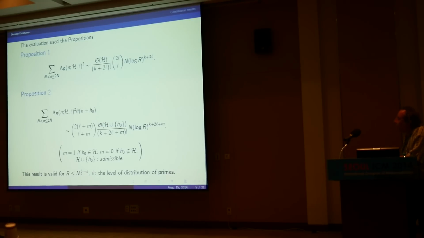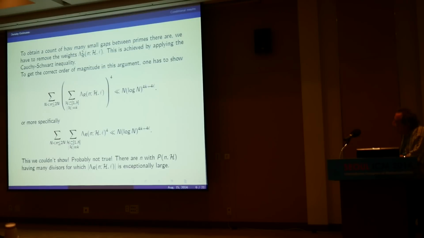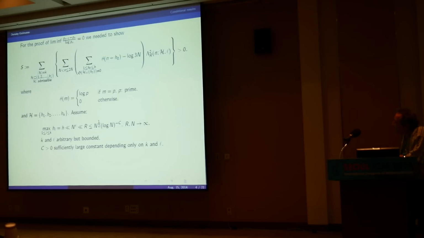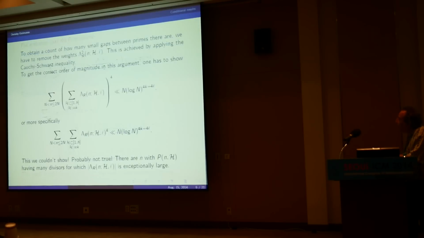So we use that, but to get a count of gaps between primes, we have to remove this weight lambda r squared. How do you remove it? Well, you use a Cauchy-Schwarz inequality to remove a weight from a sum. Now, when you use a Cauchy-Schwarz inequality, you end up having 4th powers of these lambda sub r's. And then to make the argument work, you need this kind of bound.